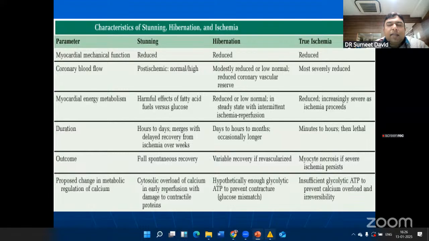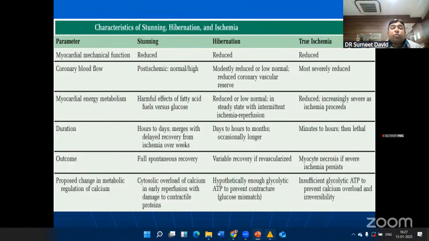So in this chart, you can see what is stunning, what is hibernation and ischemia. You can see the myocardial mechanical function is reduced in stunning. Hibernation, again, it is reduced. In true ischemia, again, it is reduced. So coronary blood flow post-ischemic is normal or high in stunning, mostly reduced or low normal in hibernation, and mostly reduced in ischemia. Myocardial energy metabolism, harmful effects of fatty acids, fuels versus glucose is there. In hibernation, it is reduced or low normal, and in true ischemia, it is reduced.